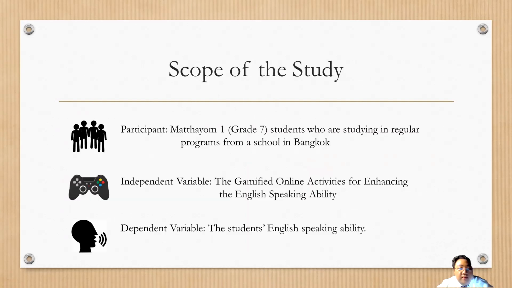My participants are Mathayom 1 students who are studying in regular programs from a school in Bangkok. The independent variable of the study is the gamified online activities for enhancing the English speaking ability of the students, and the dependent variable is the students' English speaking ability.